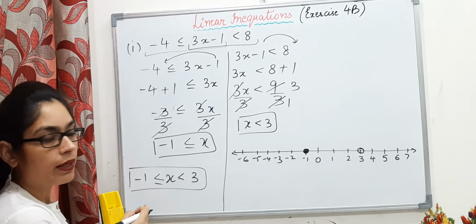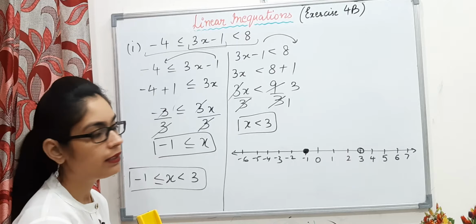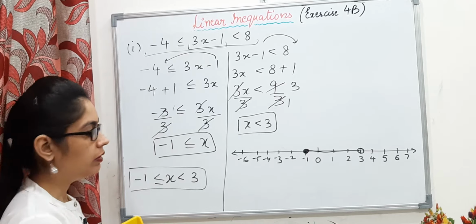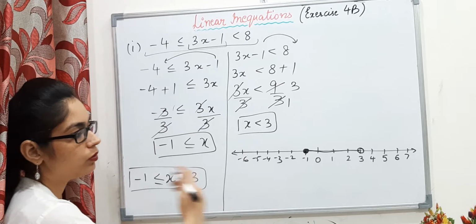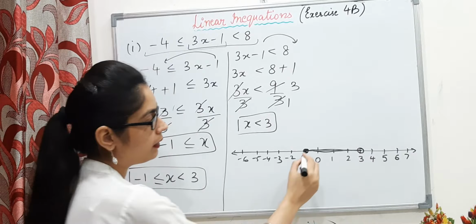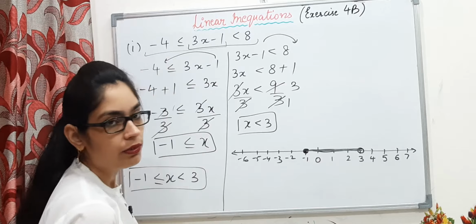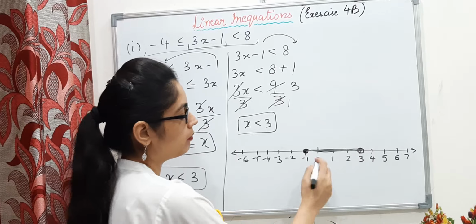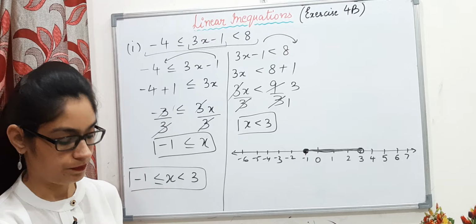So from minus 1 we can see x is greater than. Greater than means the line will go towards the right side, and these points we will join. And from 3, x is less than, so the line will go on the left side. Greater than means right side, and less than means left side. So we have to join these 2 points as x lies between minus 1 and 3, here a small circle and here a dark dot.